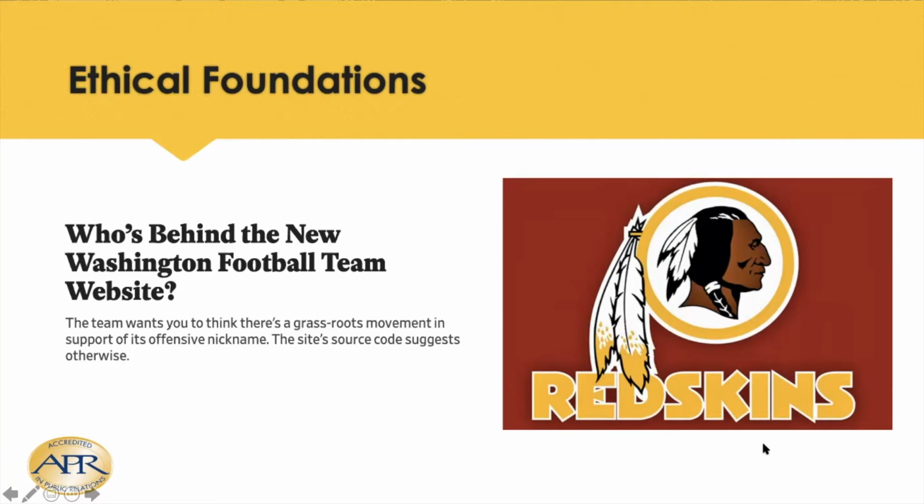And there are individuals out there who have been trademarking names that they suspected the Redskins would change to. And in order for the Redskins to use those names, they'd have to buy them from these individuals now. And it could cost millions and millions of dollars.